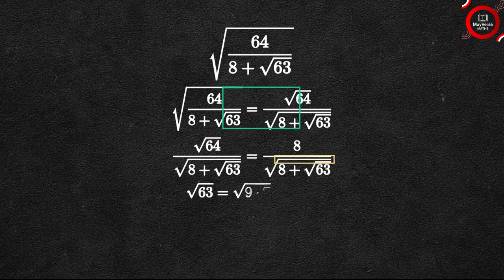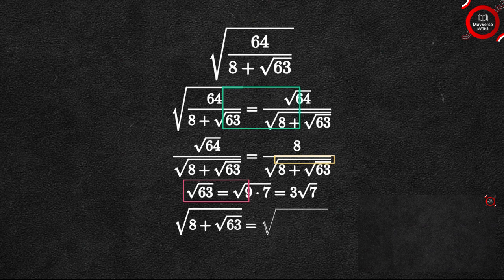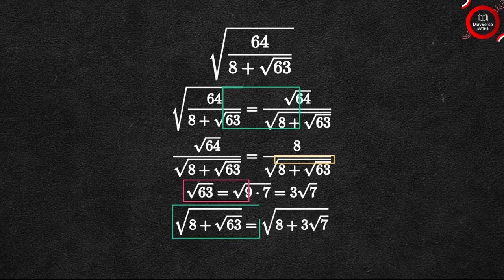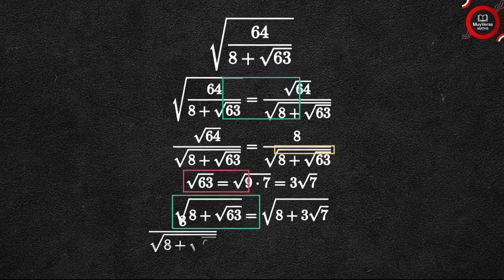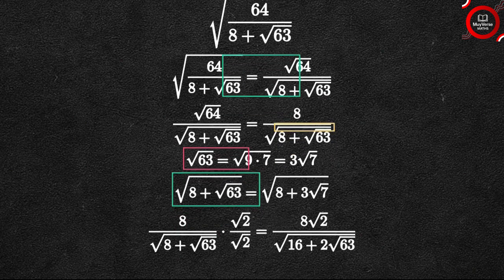Step 2. Simplify the nested radical. First, rewrite square root of 63 as 3 square root of 7. So the denominator is square root of 8 plus 3 square root of 7. We want it to look like a perfect square. To create a perfect square, multiply top and bottom by square root of 2. This gives 8 root 2 over the square root of 16 plus 2 root 63.